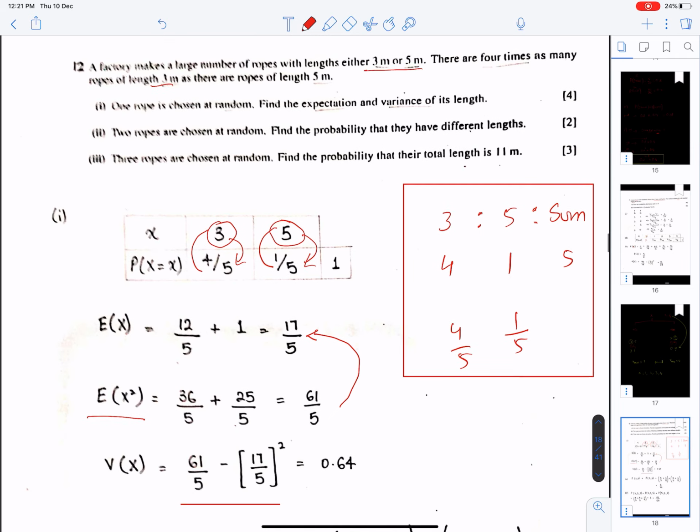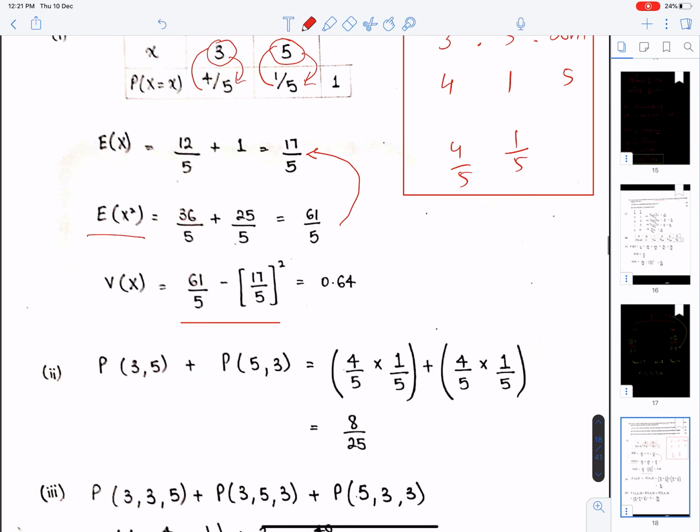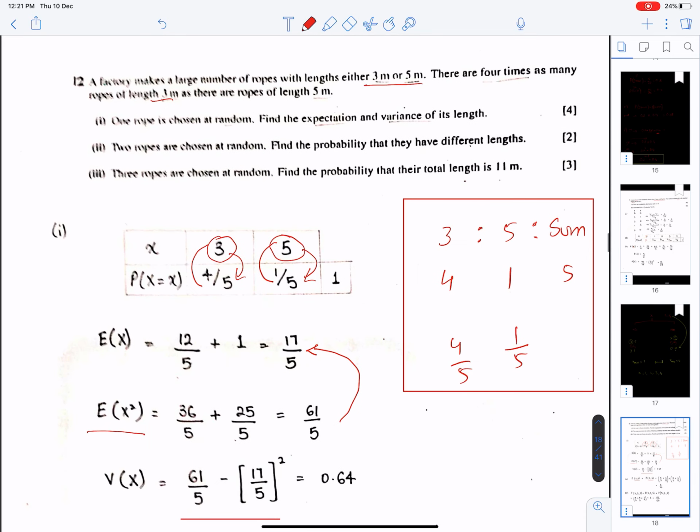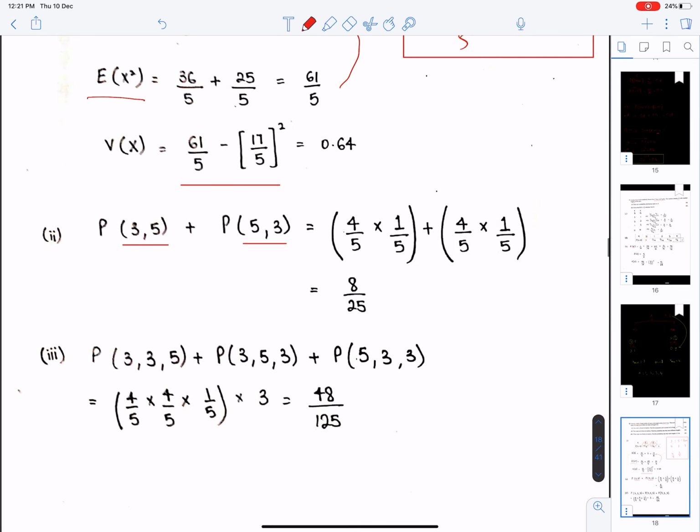2 ropes are chosen at random. Find the probability that they have different lengths. This is very simple. The lengths could be either 3 and 5, or 5 and 3. And here are the probabilities. 3 ropes are chosen at random. Find the probability that their total length is 11. Again, a very simple question.